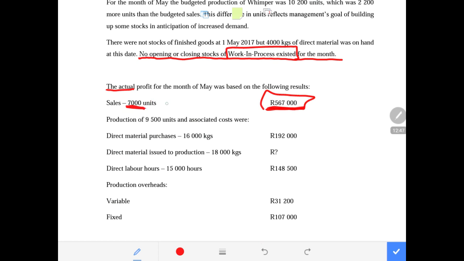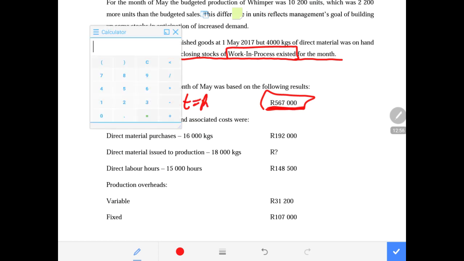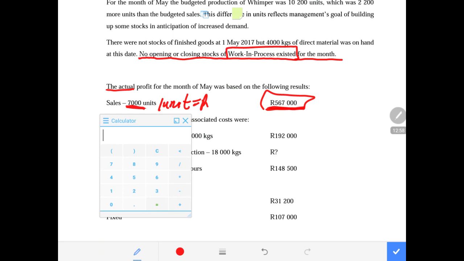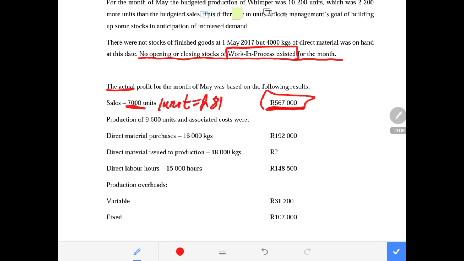But the question is, how much is the selling price per unit? So now we have to look for the selling price per unit. How much did we sell each of the units that we budgeted to sell or we actually sold? 567,000 rands is the total divided by the number of units that were sold. Therefore, now this gives us 81 rand per unit.